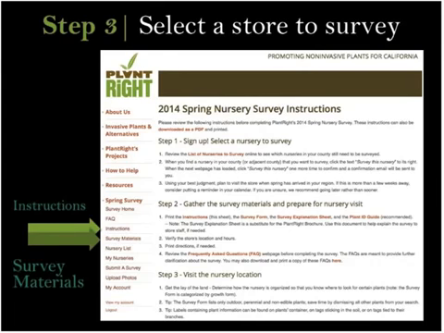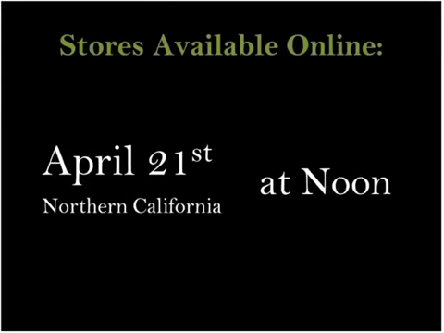You can access the nursery list as shown by this second arrow down here. It says select a store. And I'd like to note these nurseries are going to become available online on our website at noon on April 21st. If you go on today, you'll probably only be able to see stores in Southern California, Los Angeles, Orange County, etc. But if you go back at or after noon on April 21st, you'll be able to access over 150 stores to choose from.